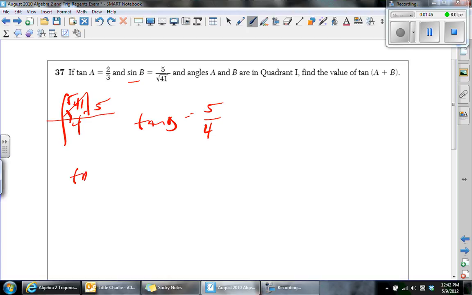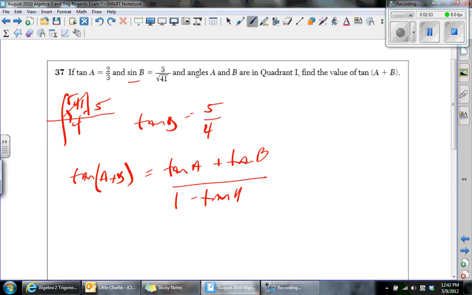Alright, so tan of A plus B, we'll use our formula, is tan of A plus tan of B, divided by 1 minus tan of A tan of B, which gives you 2/3 plus 5/4, divided by 1 minus 2/3 times 5/4.